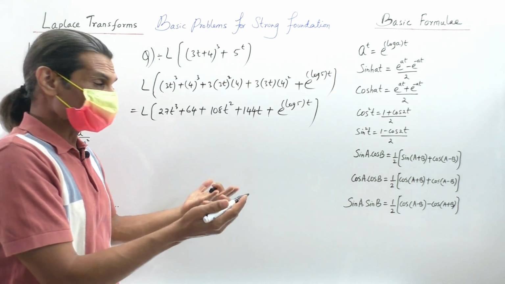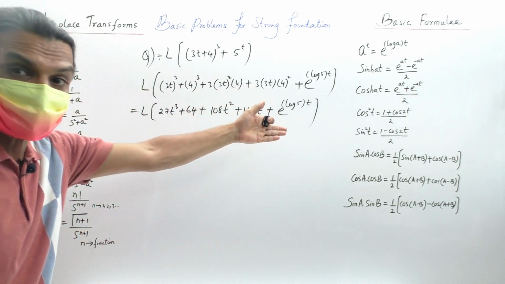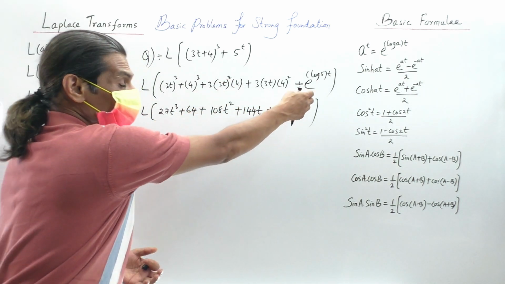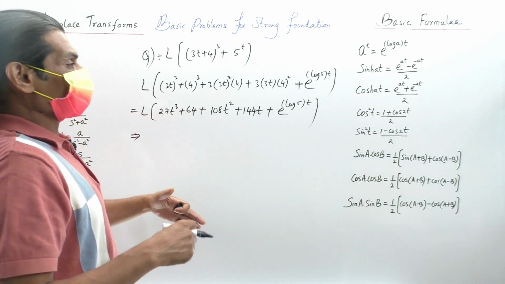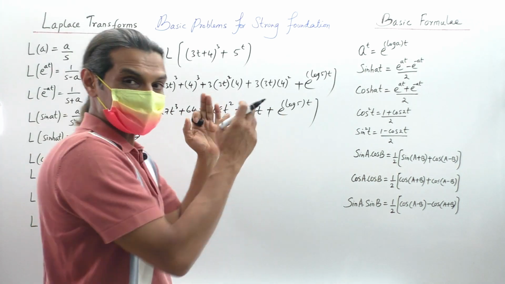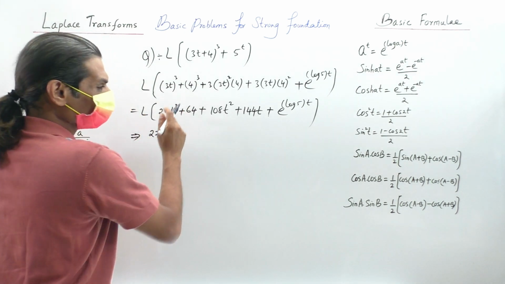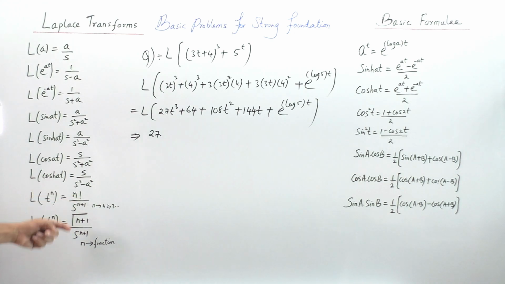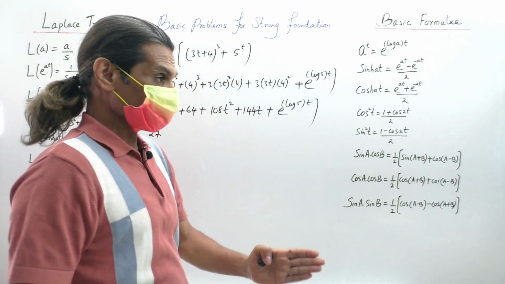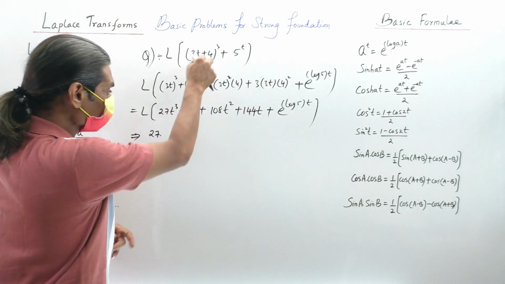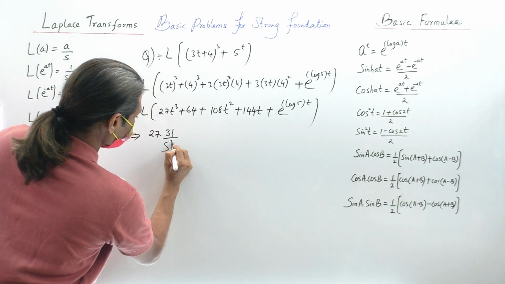Now see, this is a standard form. Why standard? Because for all these terms we have the formula: t raised to n, e raised to t, we have the formula. So we can write this as nothing but Laplace. We will now find the Laplace here because everything is in standard form. So Laplace of 27 as it is into Laplace of t raised to 3. What is it? Laplace of t raised to n is n factorial divided by s raised to n plus 1. So n is a whole number. t raised to 3 is what? 3 factorial divided by s raised to 3 plus 1.